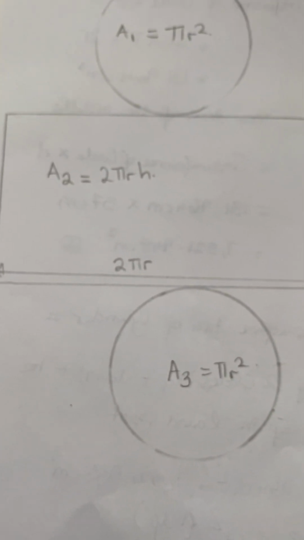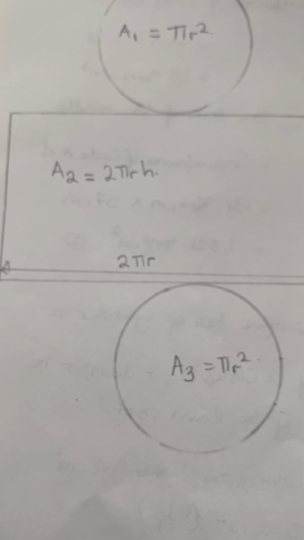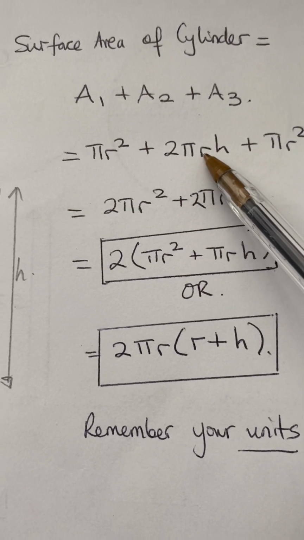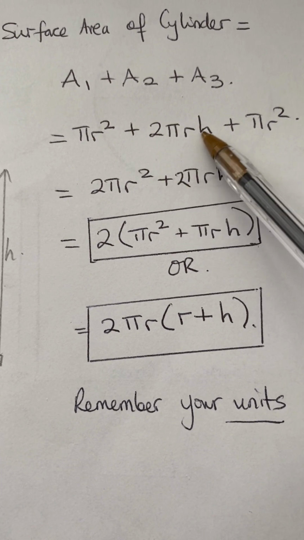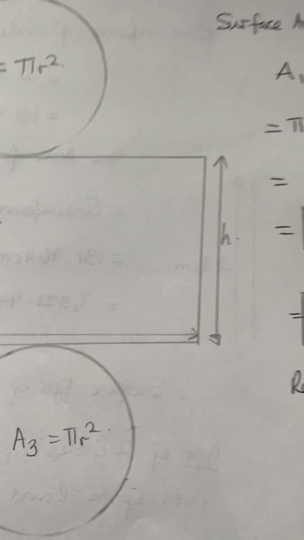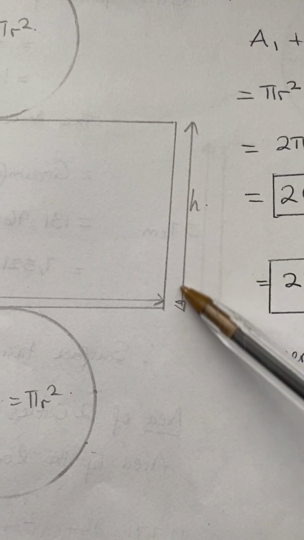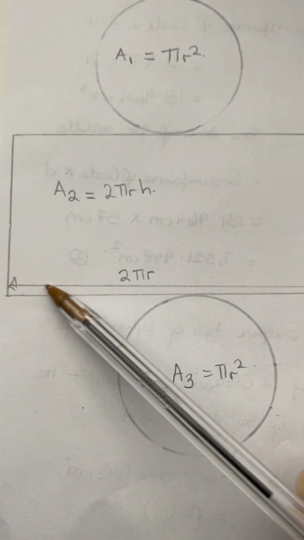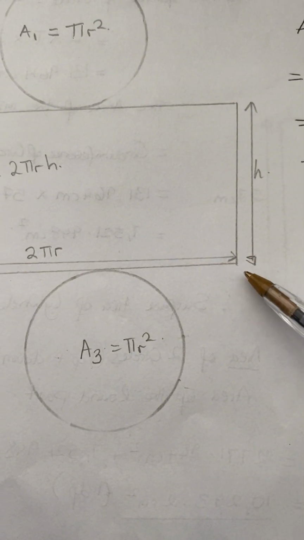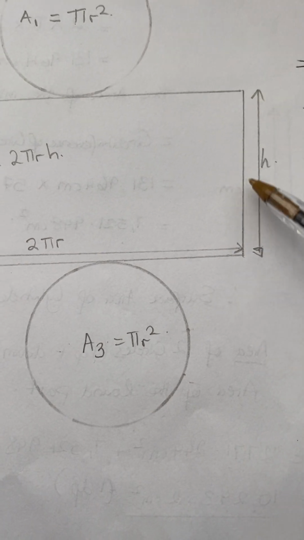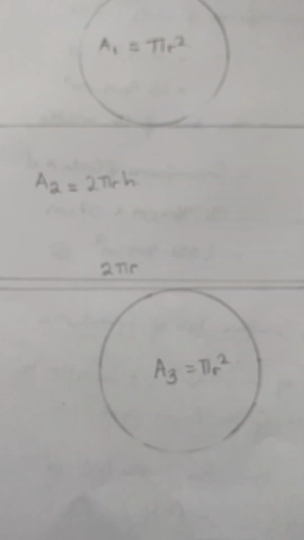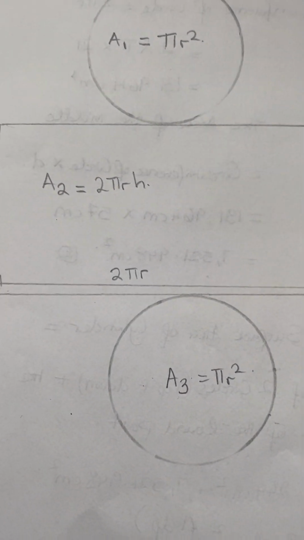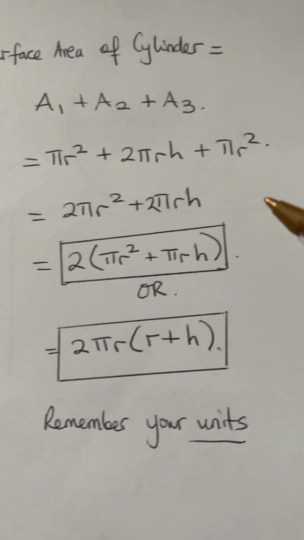Now the area of the middle part: we just saw that to go all round it, if we split it open, is the same as the circumference. So it will be 2 pi r, that is the circumference, times h. H is this distance here. So 2 pi r is like the length, and h is like the width, so it's like a rectangle. To find the area of this, that is what we are doing.